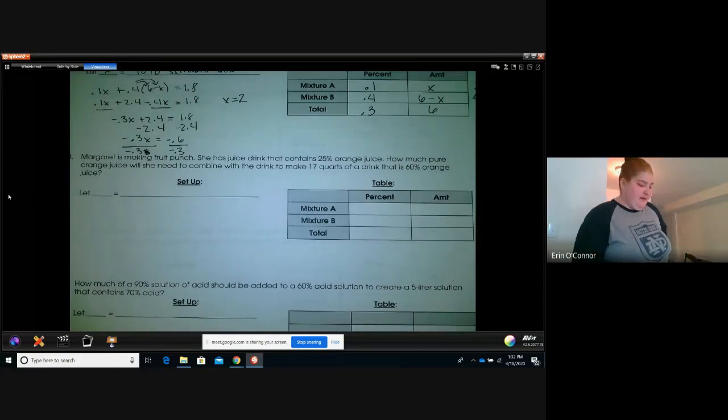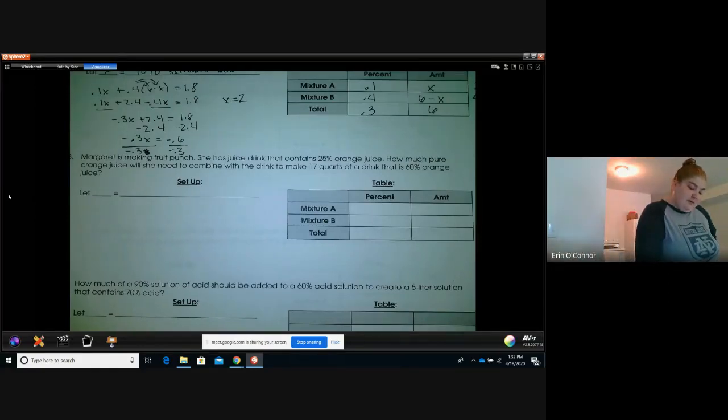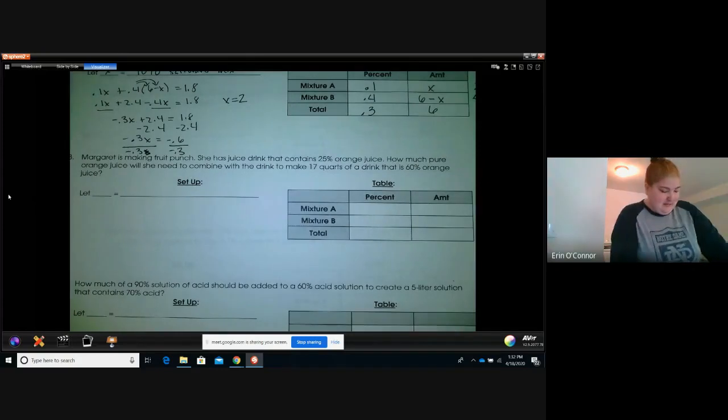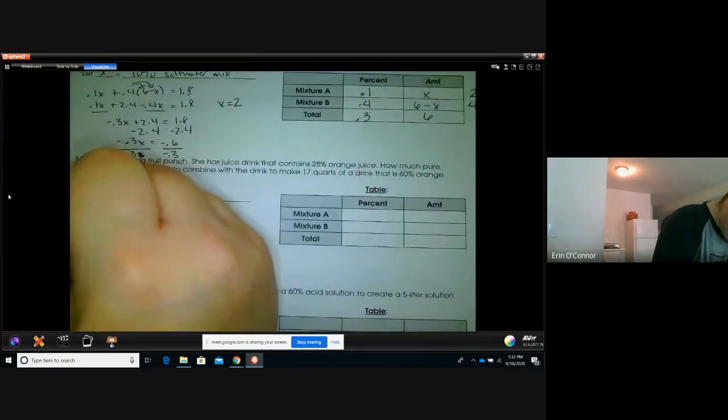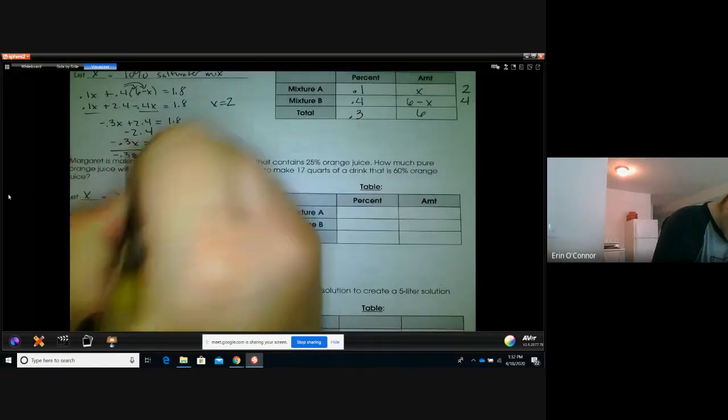That's perfectly fine. Margaret is making fruit punch. She has a juice drink that contains 25% orange juice. How much pure orange juice will she need to combine with the drink to make 17 quarts of a drink that is 60% orange juice? So X is going to be the 25% one, 25% orange juice.